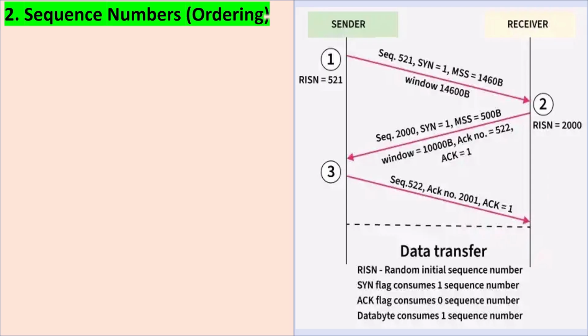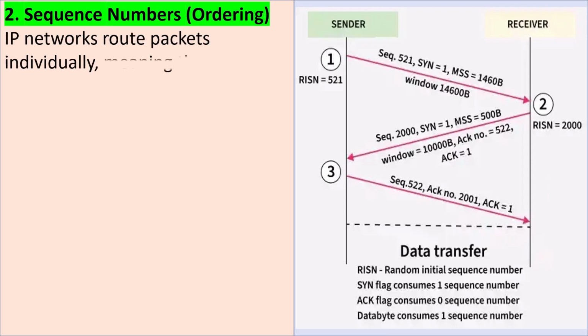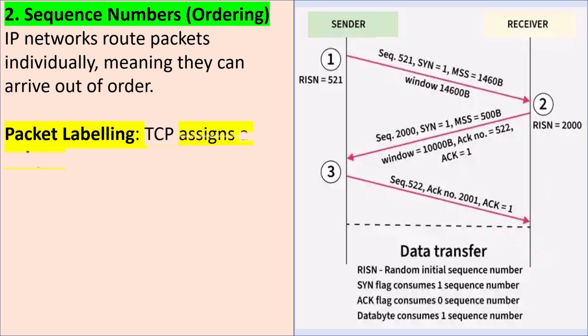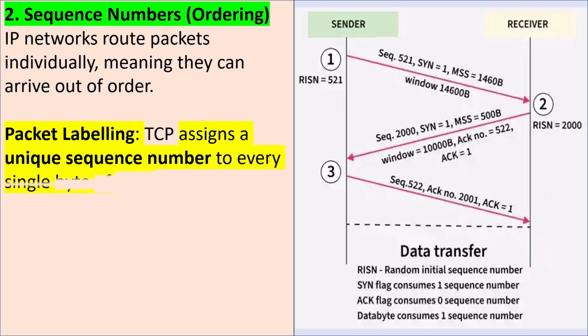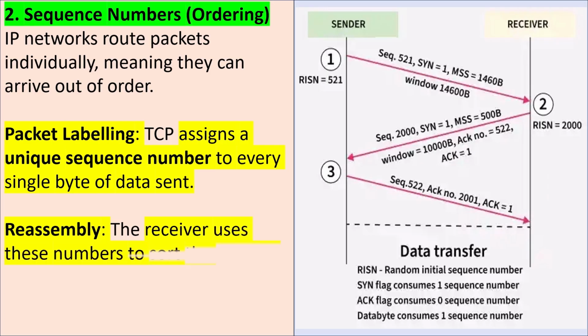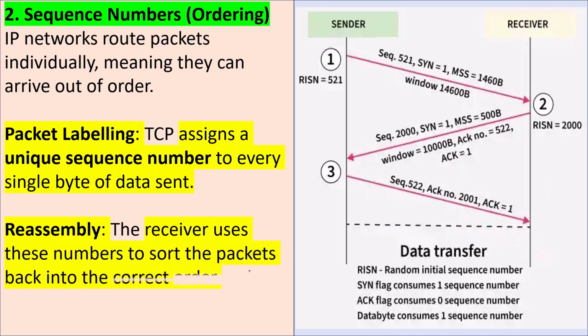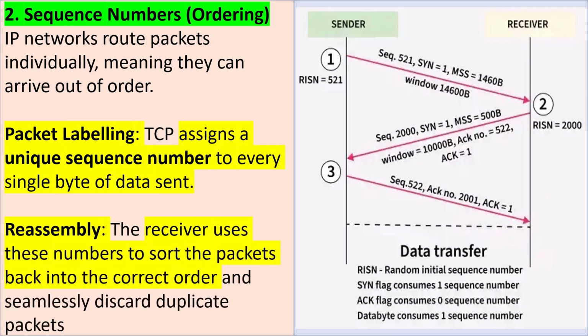Number 2, sequence numbers, ordering. IP networks route packets individually, meaning they can arrive out of order. Packet labeling. TCP assigns a unique sequence number to every single byte of data sent. Reassembly. The receiver uses these numbers to sort the packets back into the correct order and seamlessly discard duplicate packets.